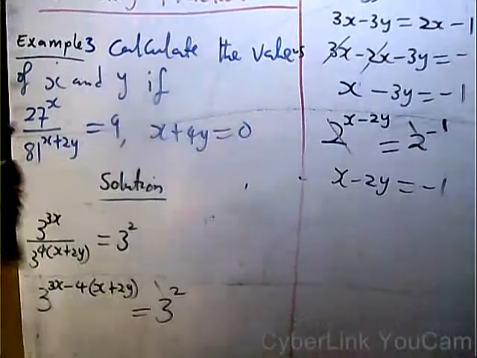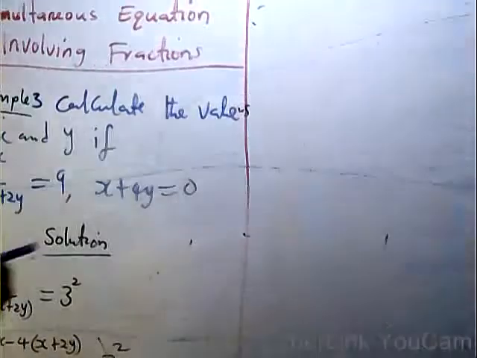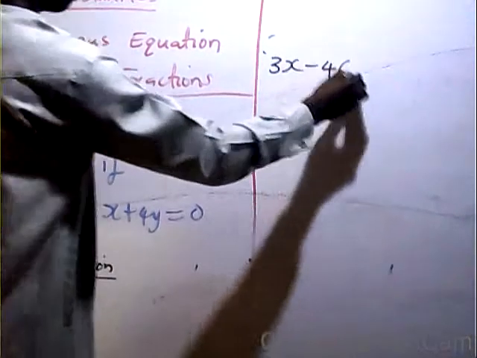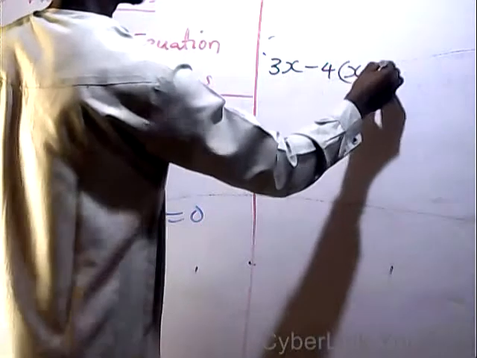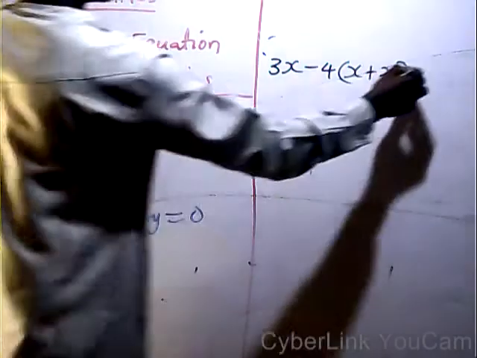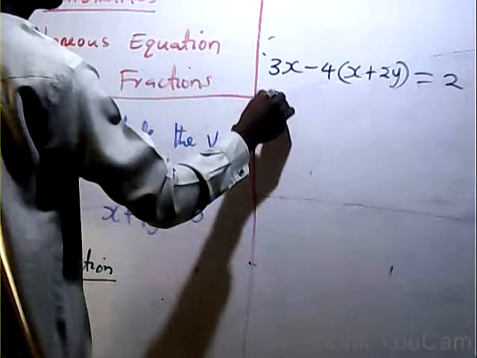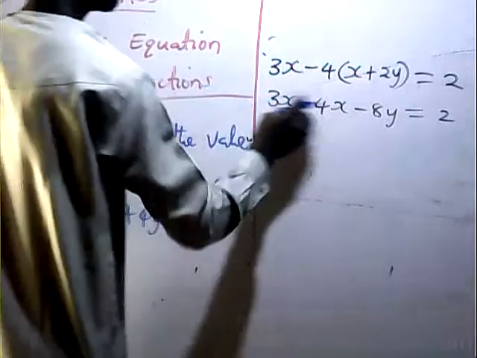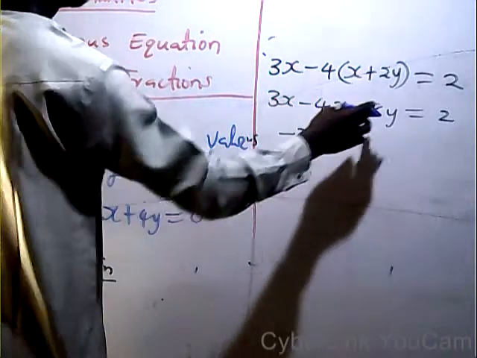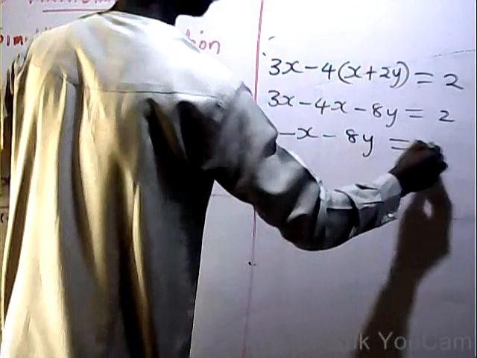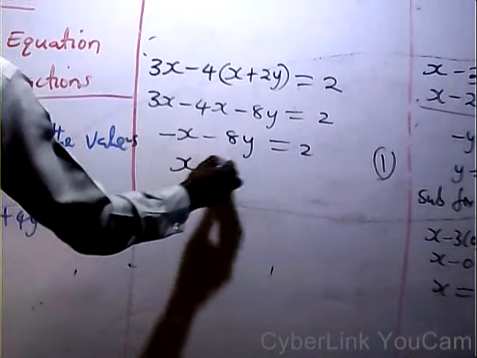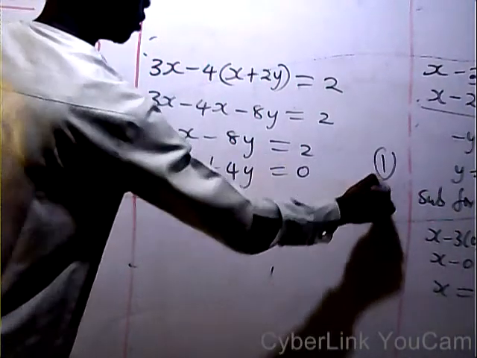So can I say that we now have 3x minus 4, open the bracket, x plus 2y is equal to 2. If I open the bracket, I have 3x minus 4x minus 8y is equal to 2. This and this will give me minus x minus 8y is equal to 2. This one is equation 1. And of course, equation 2 is what? x plus 4y is equal to 0. Equation 2.